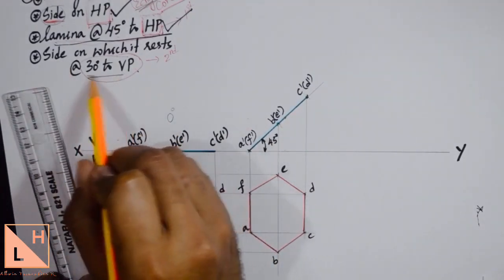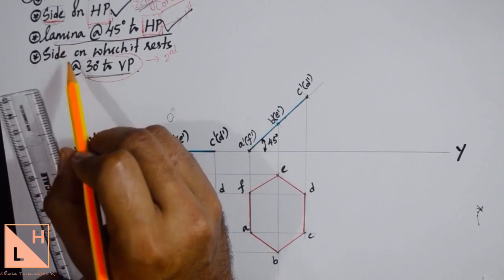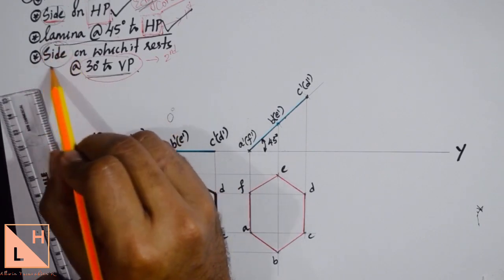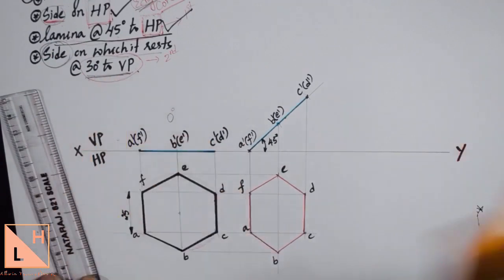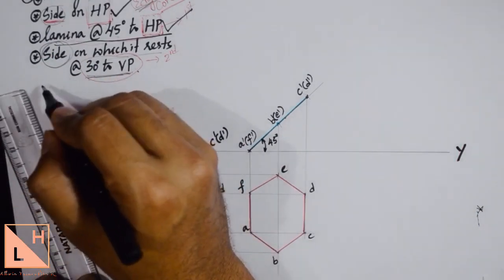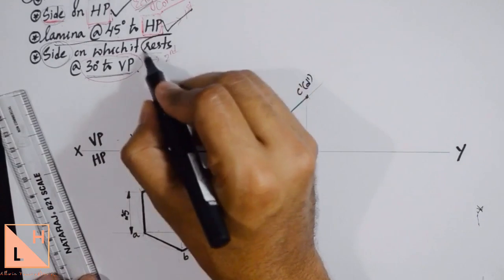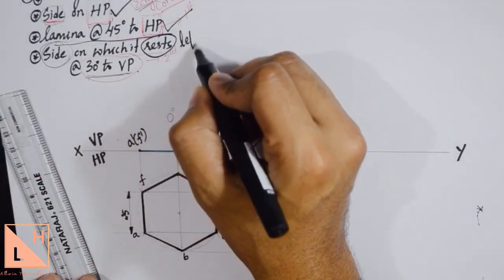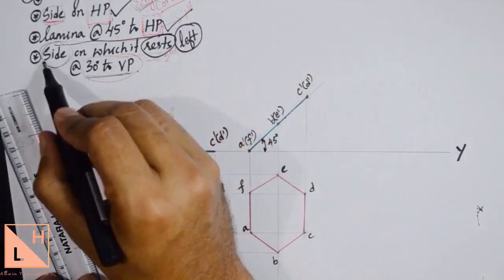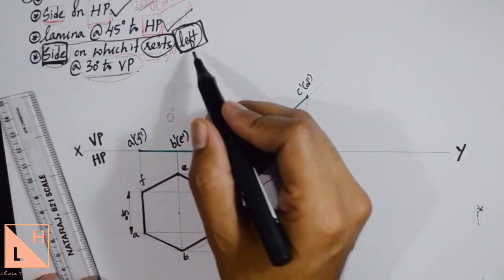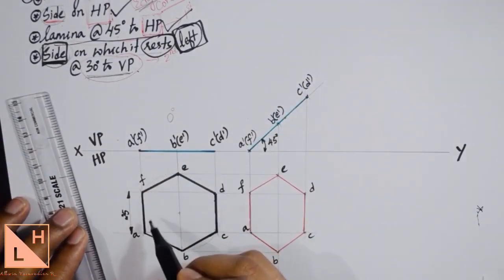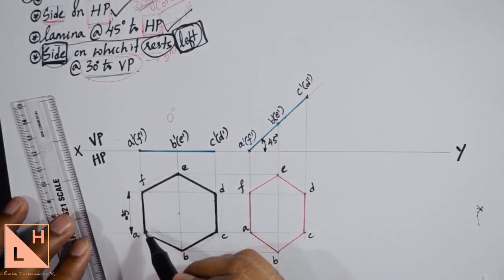Now what is inclined to VP at 30 degrees? In this problem, what is given here is the side on which it rests is inclined at 30 degree to VP. I have told you in previous problems also, if you say rest, you just locate the one that is on the left side. So here I am supposed to look at the side that is on the left side. So which is the side that is on the left? If you have a look at the drawing, AF is on the left.